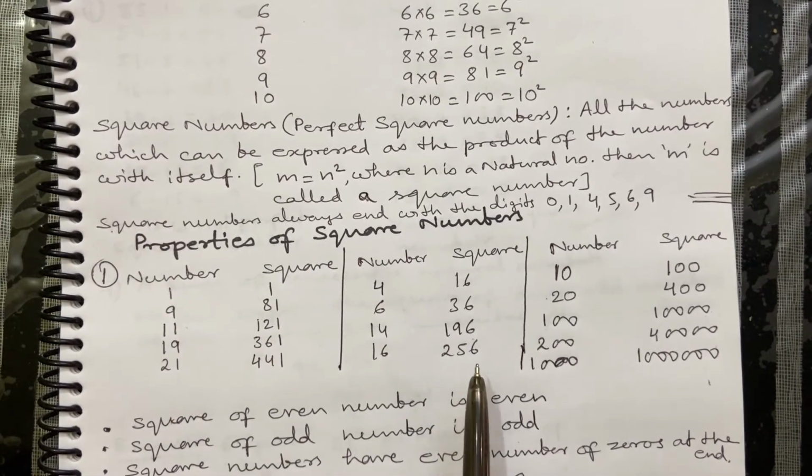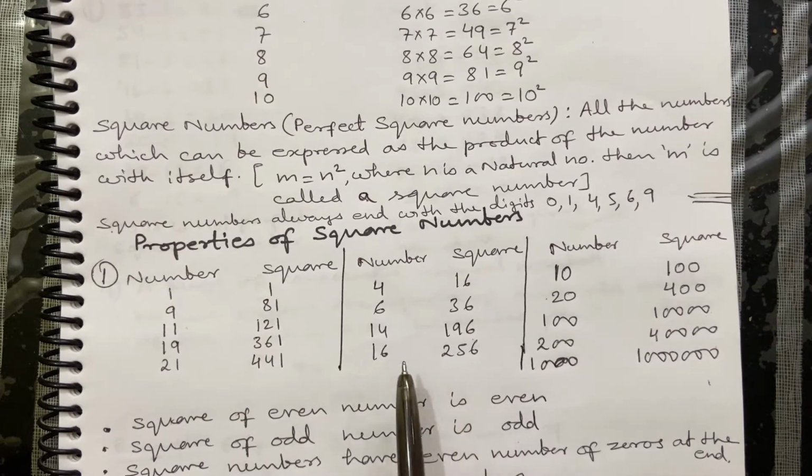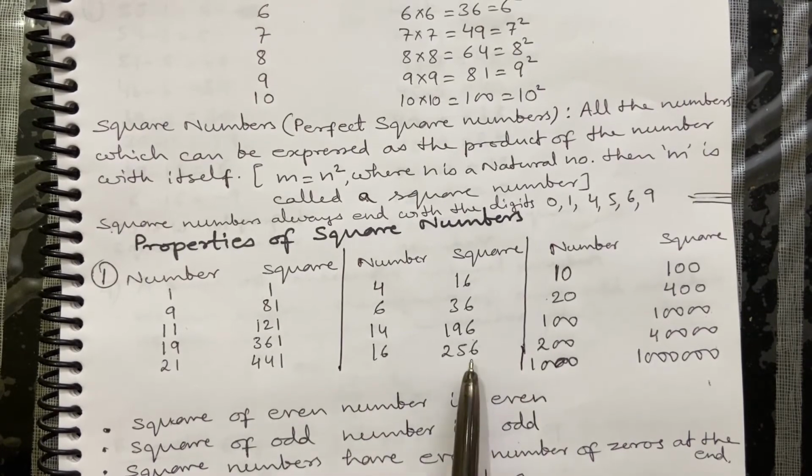So at least the last digit we can guess. If the number is very large and you are asked to find the last digit in the square of this number, just by observing what type of digit is written in the end, we can say the last digit will be 6 or 1. One more thing.